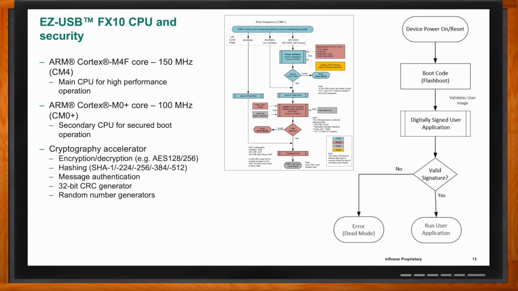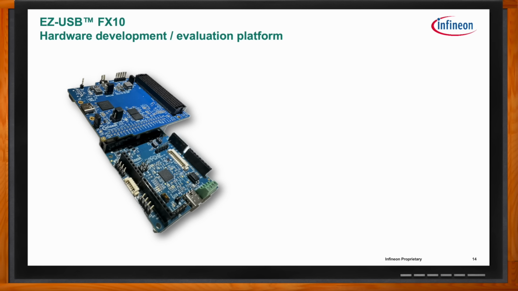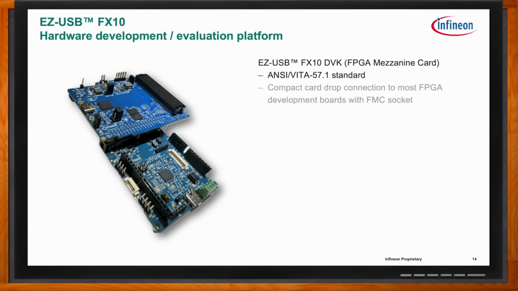Okay, so does Infineon offer an evaluation platform for the EZ-USB FX10? Yes, to simplify the development cycle, in particular since there are so many different FPGAs you can choose from, we introduced the FX10 DVK with FMC connector. The FMC stands for FPGA Mezzanine Card. This is the standard used in FPGA development platforms. You can find the FMC socket, and simply drop the FX10 DVK into that socket, then you can start your FPGA development.